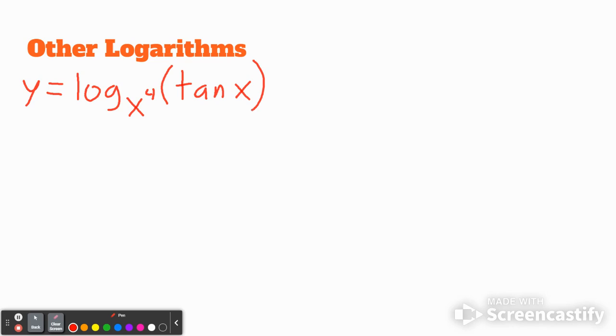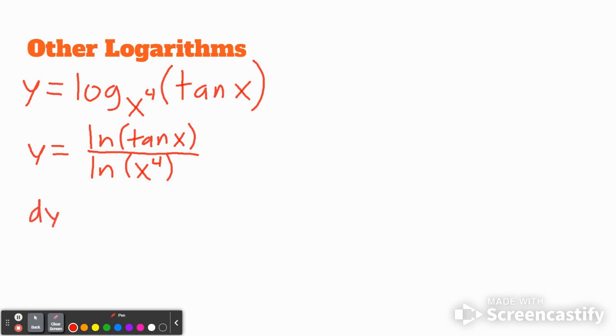Okay, so first let's do a change of base to get a natural log. So y would be equal to natural log of tangent of x over natural log of x to the fourth. Now we can take the derivative to get dy dx. So that would be low d high minus high d low. Don't forget to square the low. Low is natural log of x to the fourth.